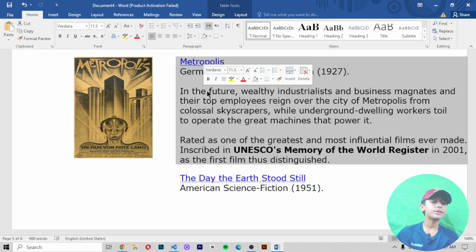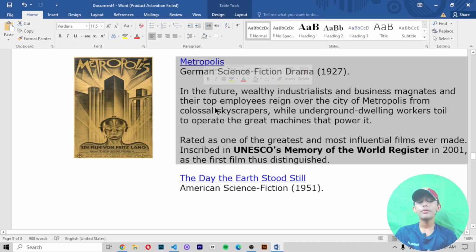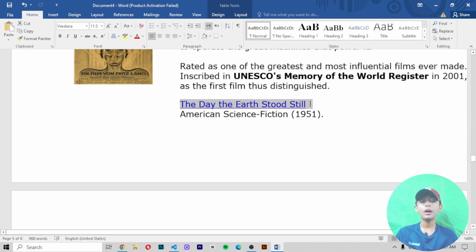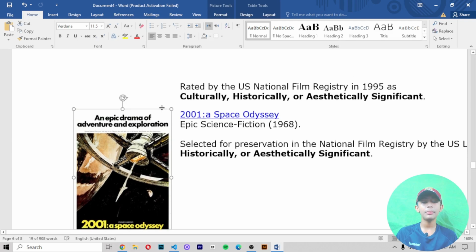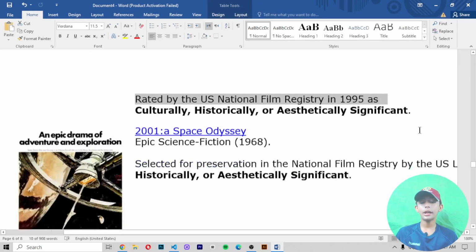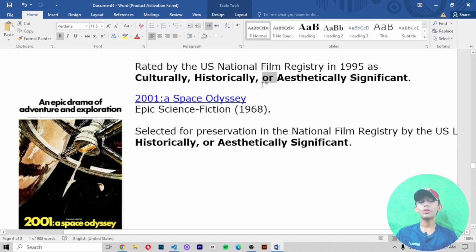It is rated as one of the greatest and most influential films ever made in machine learning. Inscribed in UNESCO's Memory of the World Register in 2001 as the first film thus distinguished. Now, one more, The Day the Earth Stood Still, an American science fiction film from 1951. It was selected by the US Film Registry in 1995 as culturally, historically, and aesthetically significant.